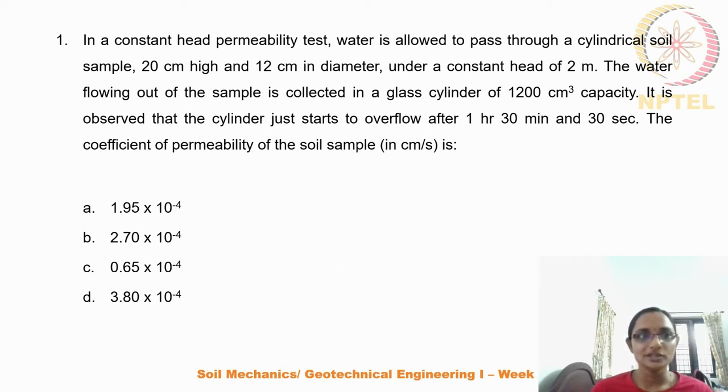And then we are measuring the volume of water that is coming out of the sample by collecting that in a glass cylinder, and that glass cylinder will overflow at this particular time, that is at the time 1 hour 30 minute 30 second, it will overflow. That means at that point the bottle or the jar is completely filled, right? So we need to determine the coefficient of permeability of the soil sample.